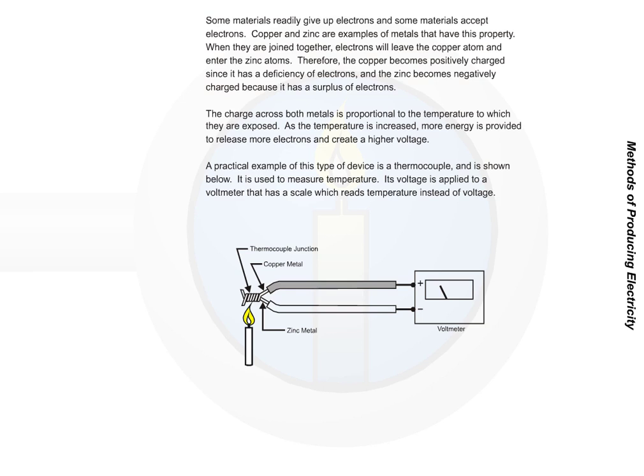The charge across both metals is proportional to the temperature to which they are exposed. As the temperature is increased, more energy is provided to release more electrons and create a higher voltage. A practical example of this type of device is the thermocouple. It is used to measure temperature. Its voltage is applied to a voltmeter that has a scale which reads temperature instead of voltage.